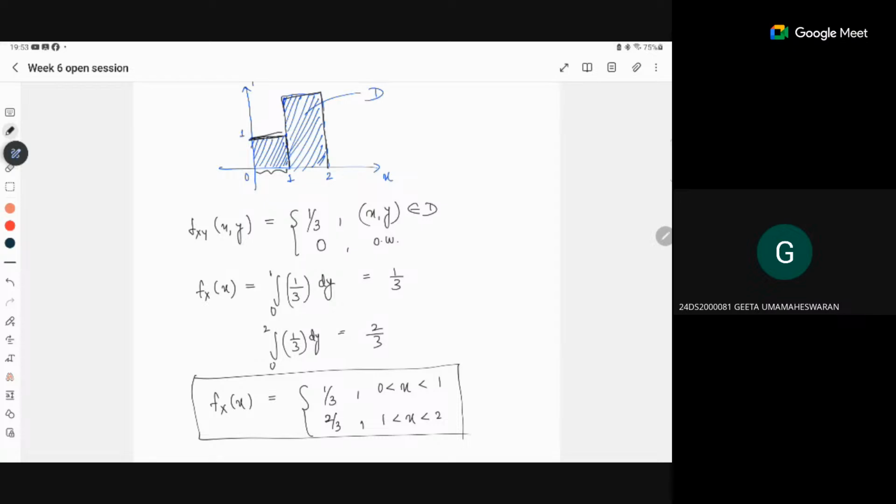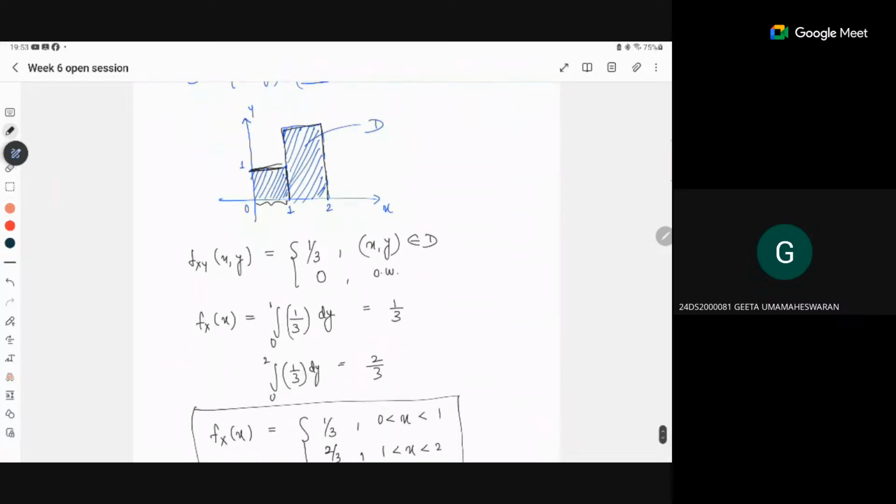No. See, my first question is, what is the joint PDF? I should know the joint PDF. For this whole shaded region D, I know that my joint PDF is 1 upon 3. Now I need to find the marginal. Even though this is uniform, I can see that between 0 to 1, my y is varying from 0 to 1.